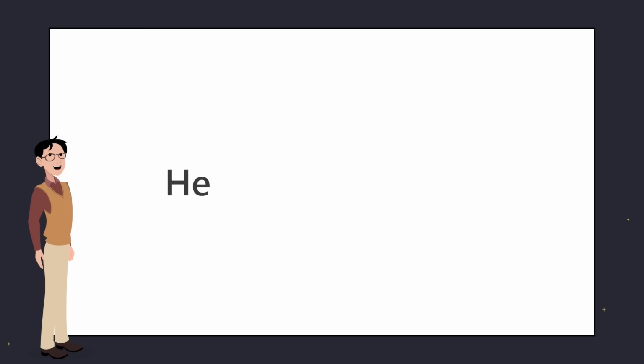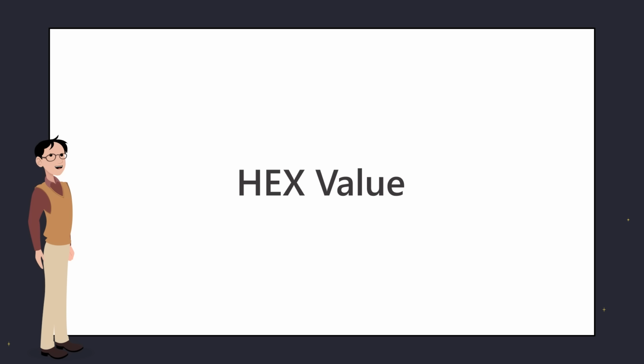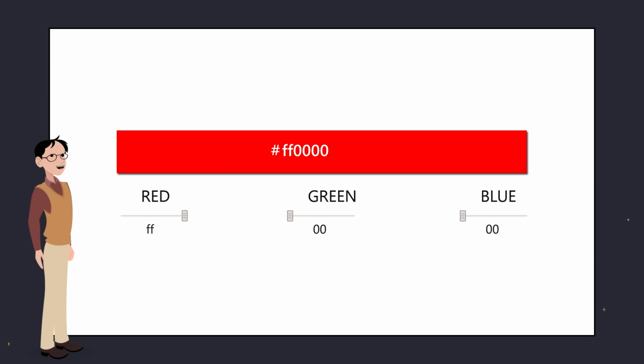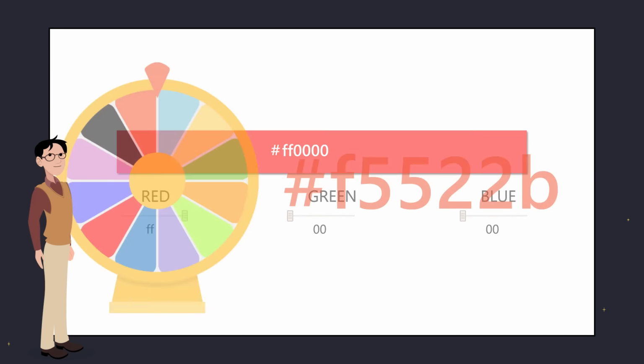Now let's learn about hexadecimal color values, or hex. The hex syntax starts with a hashtag followed by 6 characters. Just like the RGB color values, these characters represent red, green, and blue. But now they are hex numbers and go from 00 to FF. So to get red, set the value to the highest number, which is FF, and the other two to the lowest number, 00. See?